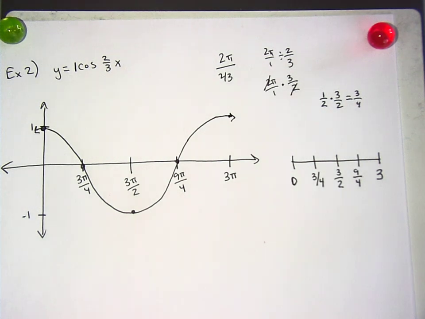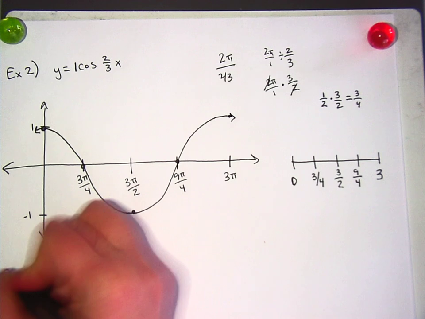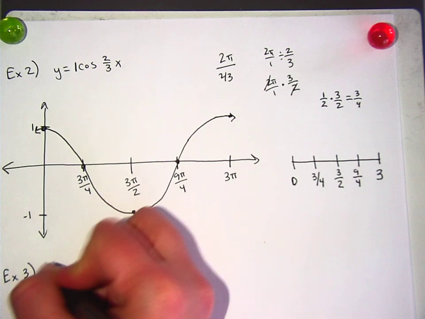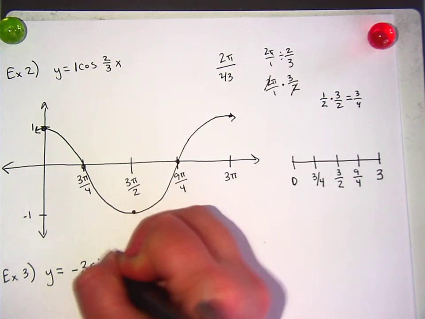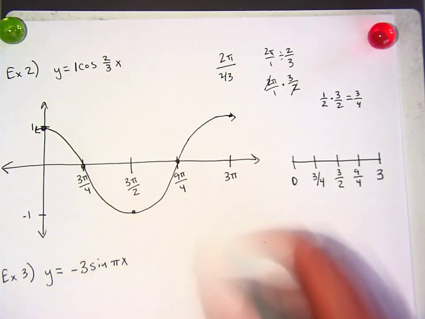All right, we're going to try one more together and then I'll let you go. Y equals -3 sine pi x.